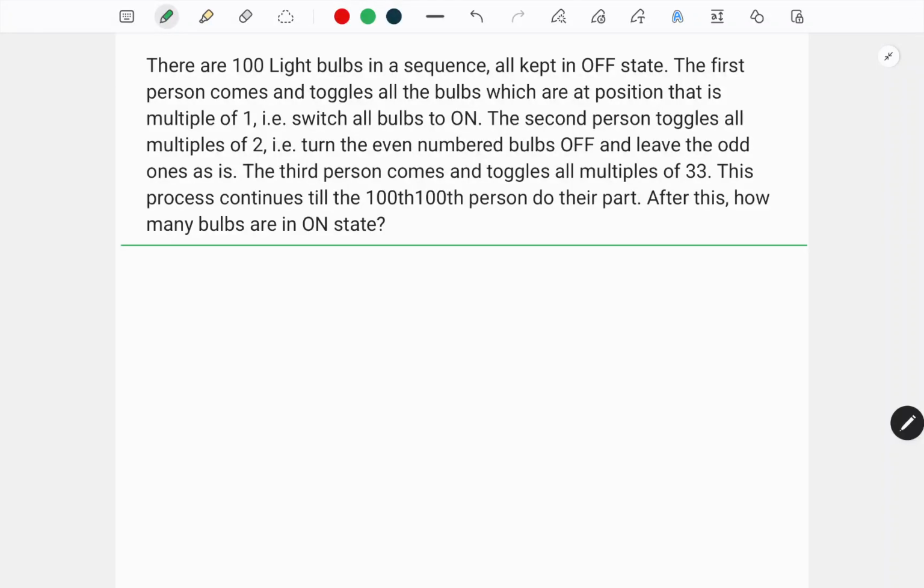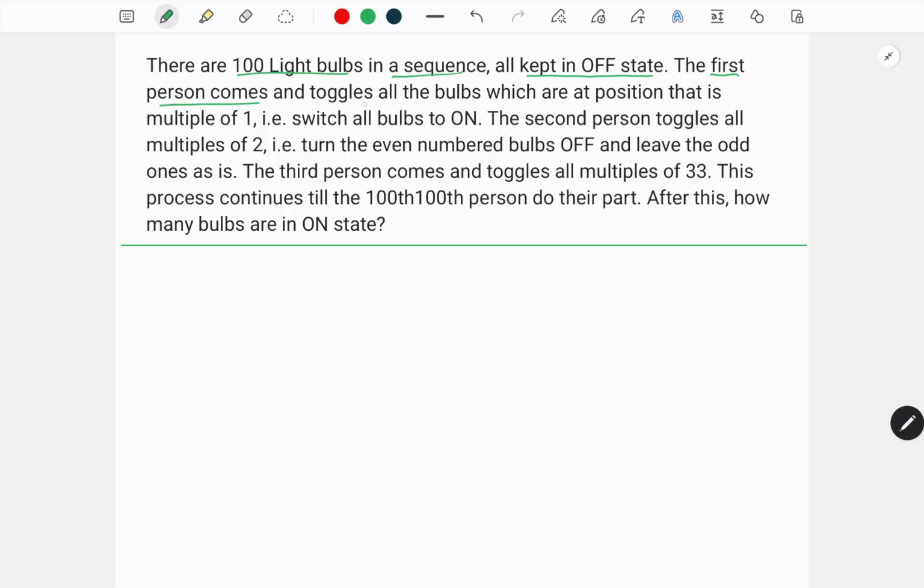So in this video we are going to solve one puzzle. The puzzle says there are 100 light bulbs in a sequence. All are kept in the off state initially. The first person comes.